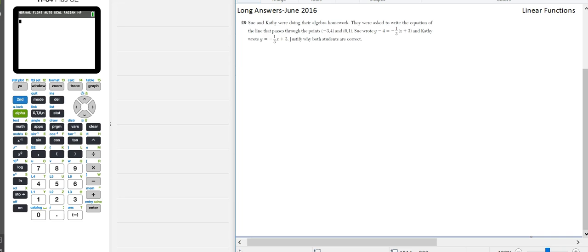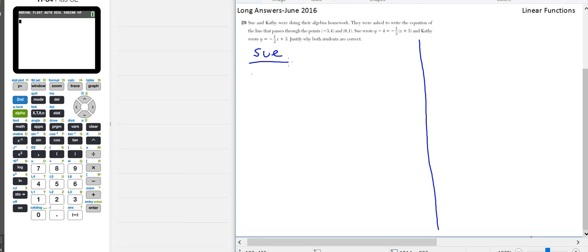There are multiple ways of answering this question. We're just going to look at one way. One way we can answer this question is by plugging in the points into Sue's equation and into Kathy's equation. And if both sets of coordinates make both equations true, then they're really the same equation, just written in different ways, and both Sue and Kathy are correct. So let's start with Sue.